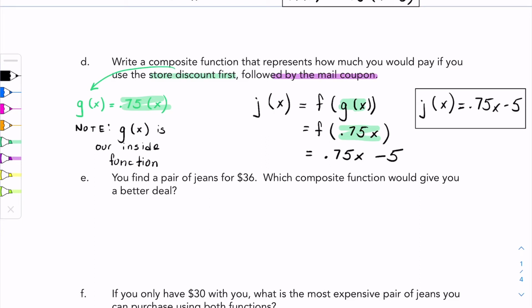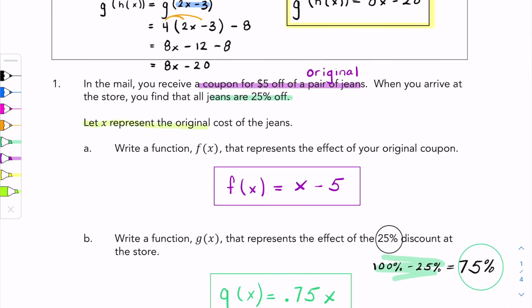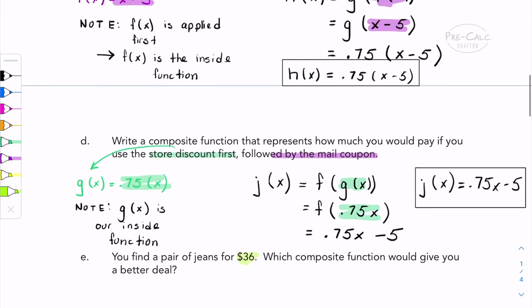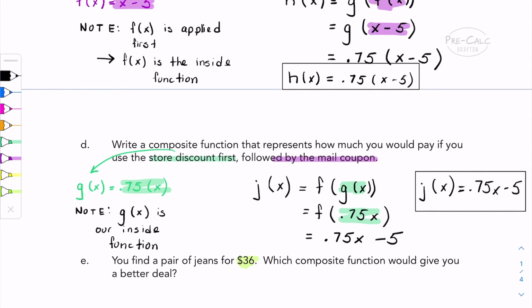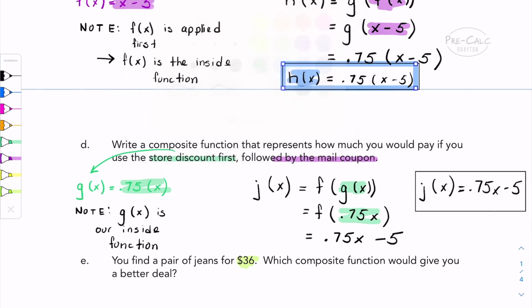Okay, part E says you find a pair of jeans for $36. Which composition function would give you a better deal? Let's go back up to the top. Let x represent the original cost of the jeans. So all we have to do is substitute 36 into our functions, into what I labeled as h of x and also what I labeled as j of x, and we're going to see which one is a better deal.